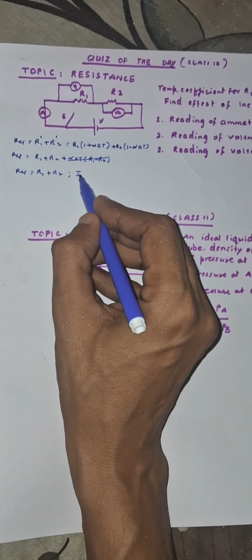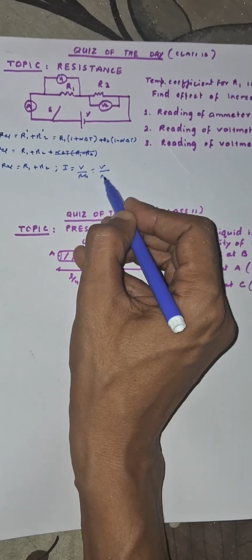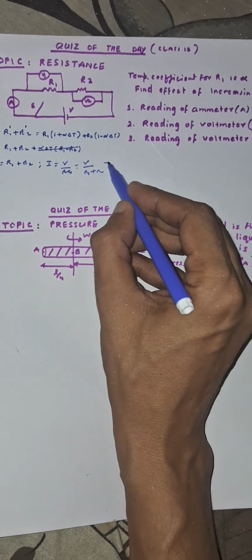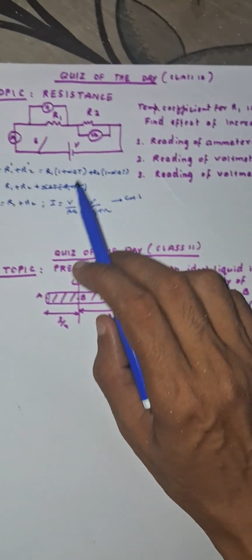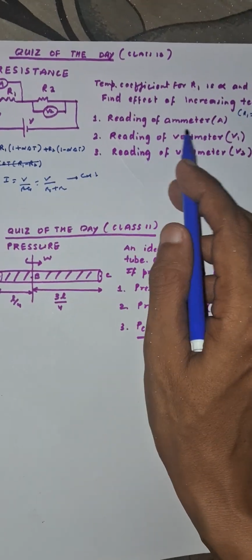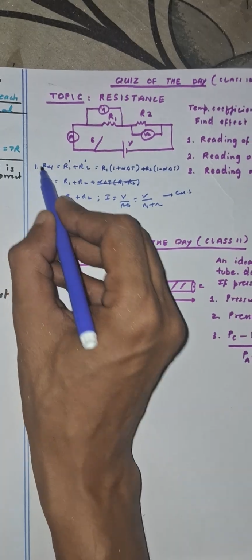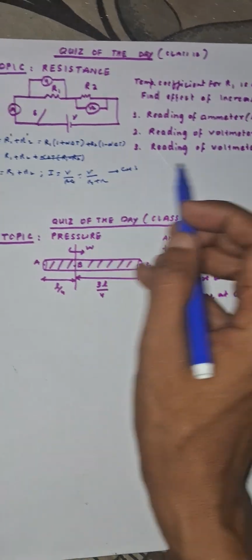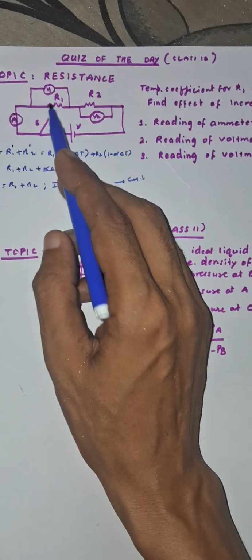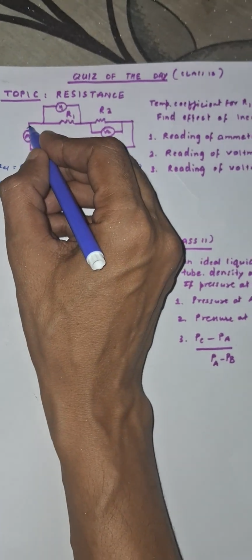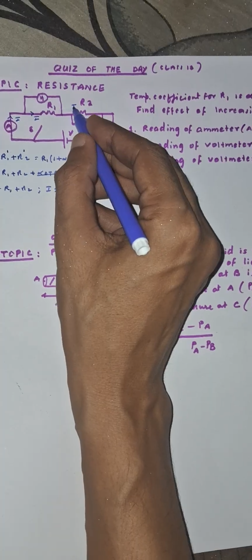So we can say that I is equal to V by R equivalent. That will be V upon R1 plus R2, and that will be constant. So this is the answer to the first question, that the reading of the emitter will be constant as there will be no effect on that. Coming to the second question, which is the reading of voltmeter V1. So V1 is connected over here. Since the entire circuit is in series, here the current will be I, here also the current will be I.